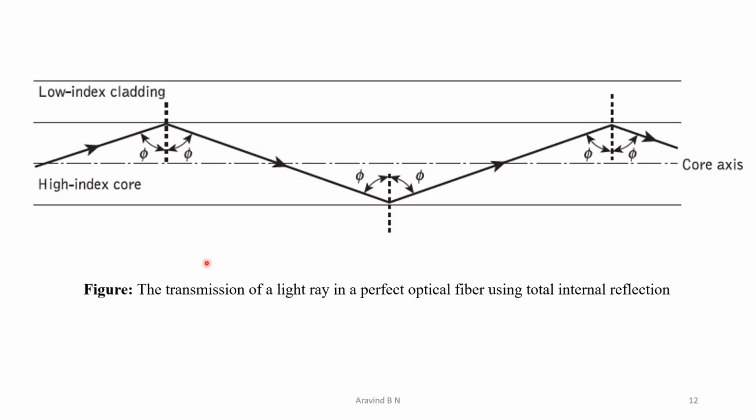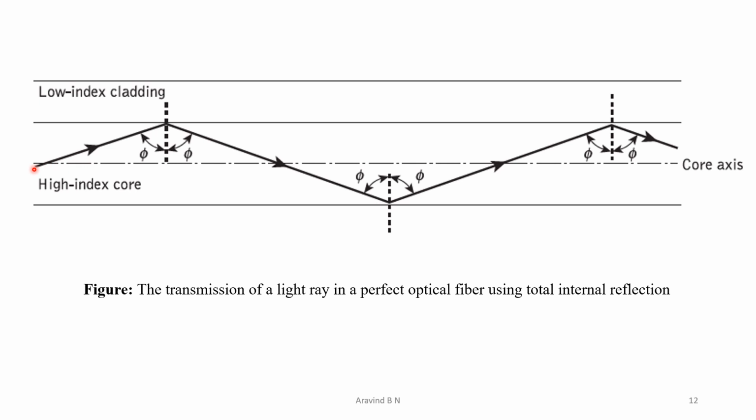Now this is a general representation of the light traveling through the core of the optical fiber. So here we can observe, from this point up to this point, in between, this is the core region of high refractive index. From this point up to this point, this is the cladding. One side of the cladding is being represented, and that is of low refractive index.